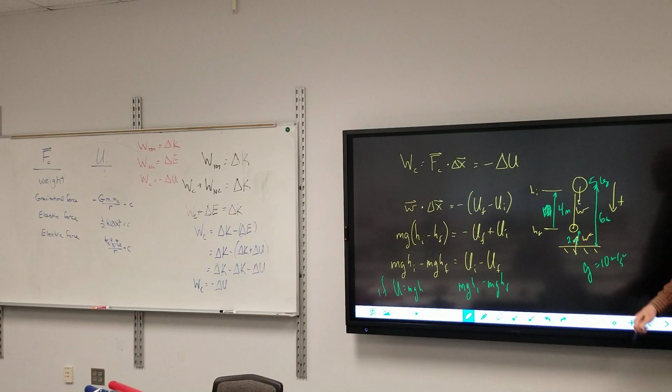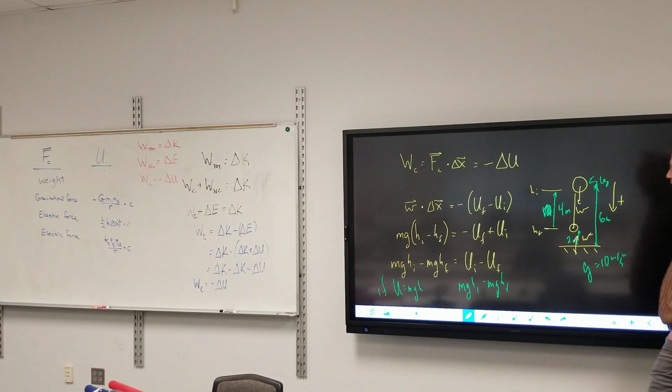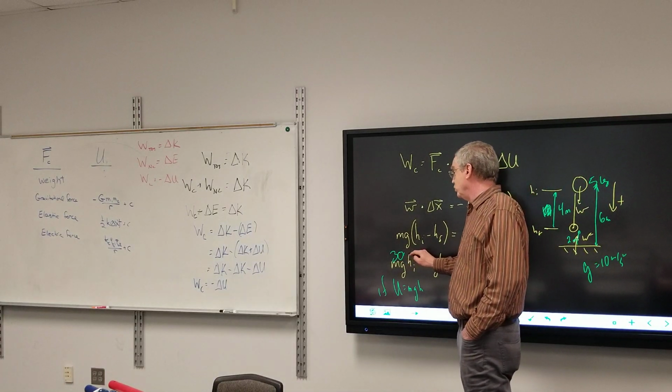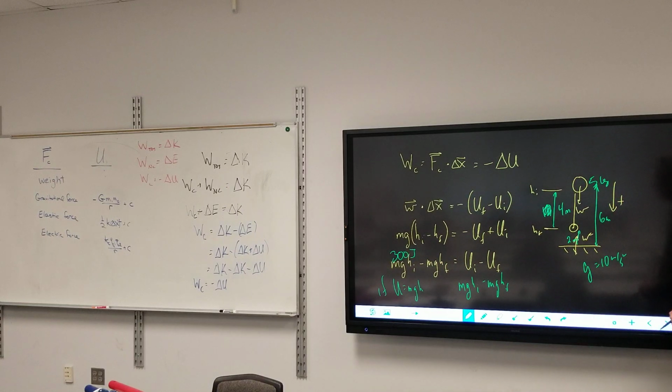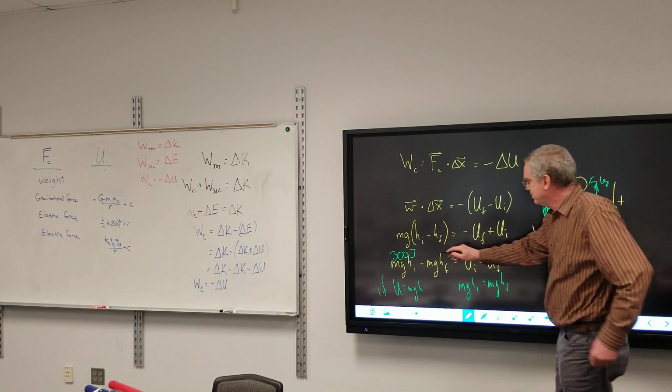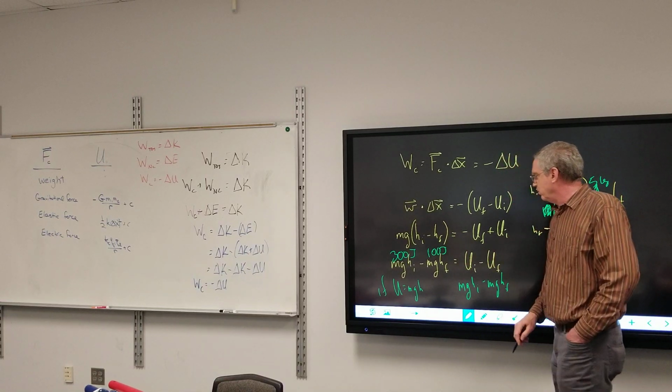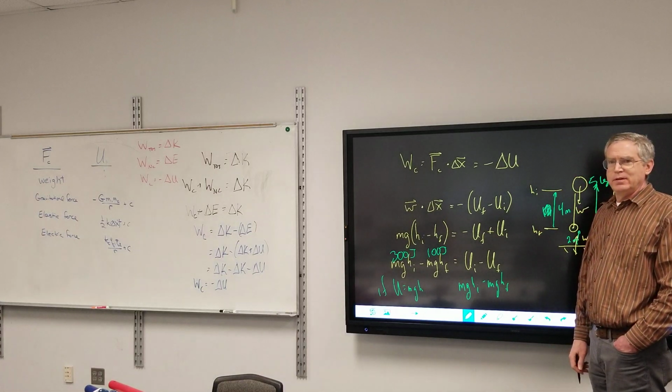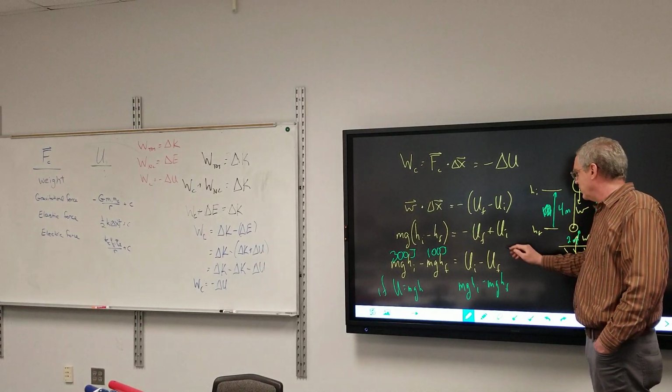What is mgh initial? No, the mgh initial. Okay, so this would be 300 joules. What about mgh final? 100. All right. So what is U initial minus U final? 200 joules. Yeah, so that'd be 200 joules.